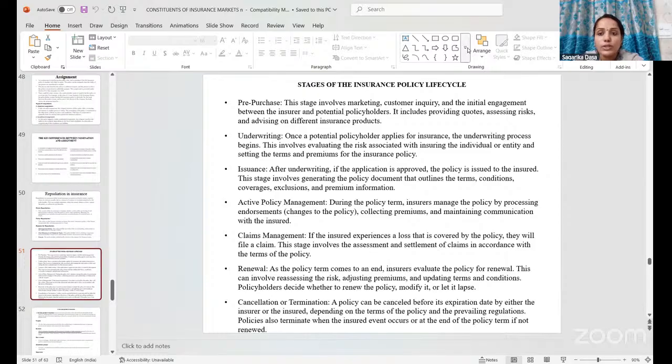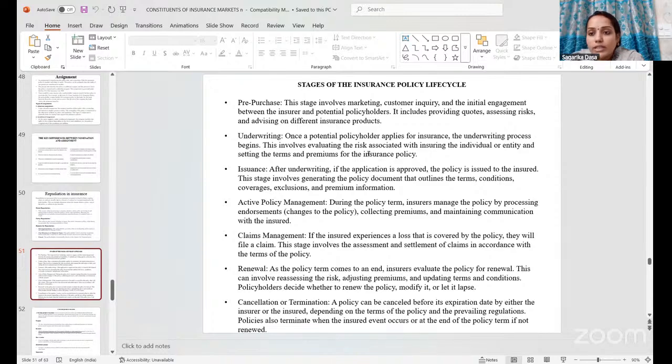Now, after doing the pre-purchase, the second one is underwriting. Once a potential policy holder applies for insurance, once the policy holder has decided which policy he is going to take, after that he'll go with the underwriting. The underwriting process begins after selection of the policy. This involves evaluating the risk associated with insuring the individual or entity, and setting the terms and premiums for the insurance policy.